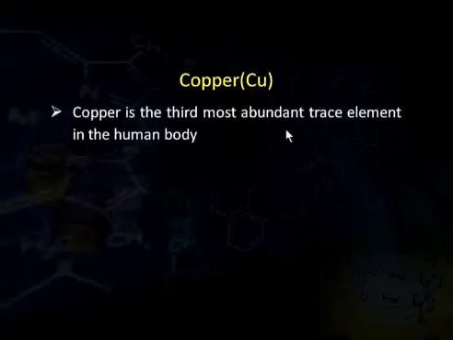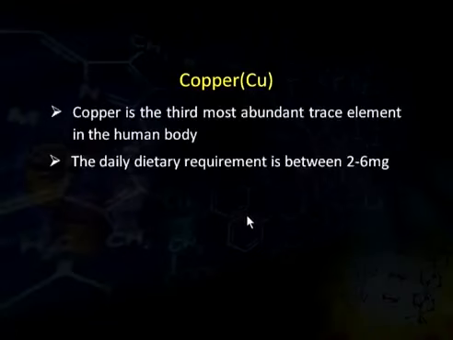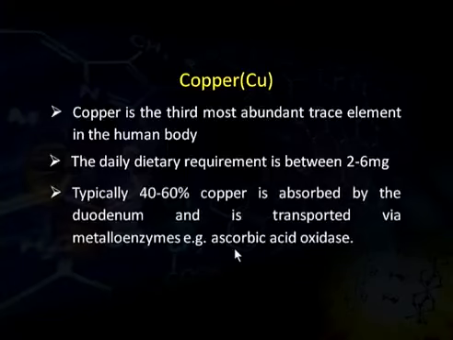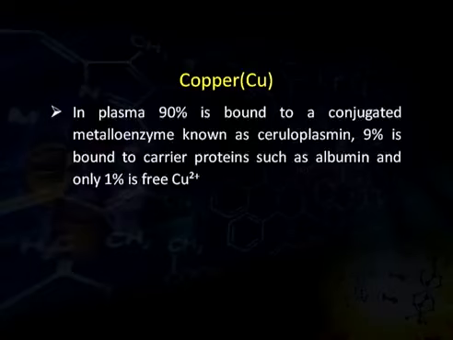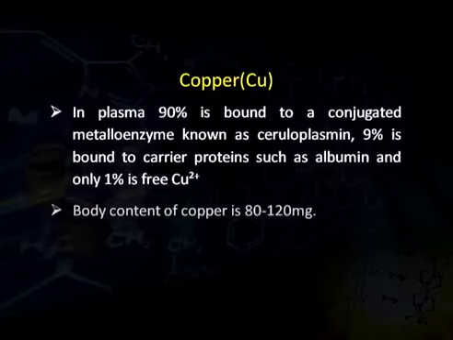It is the third most abundant trace element in the human body. The daily dietary requirement of copper is between 2 to 6 milligram. Typically 40 to 60% of copper is absorbed by the duodenum and is transported through metalloenzymes like ascorbic acid oxidase. In plasma, 90% of the copper is bound to a conjugated metalloenzyme known as ceruloplasmin. 9% is bound to carrier proteins such as albumin, and only 1% of the copper is free in the form of cupric, that is copper 2+. Body content of copper is 80 to 120 milligram.